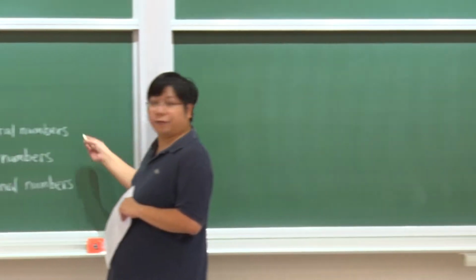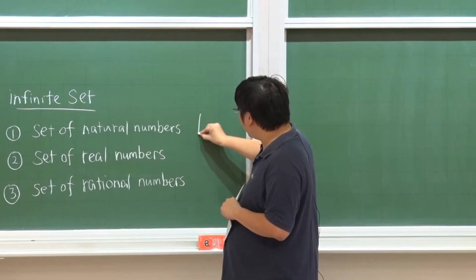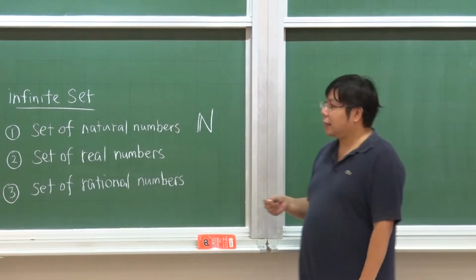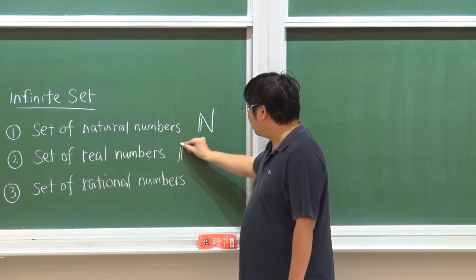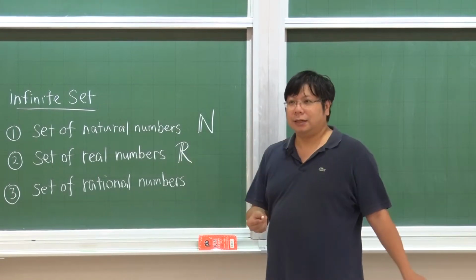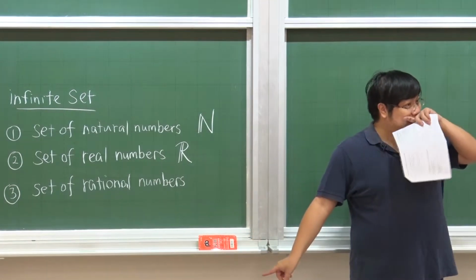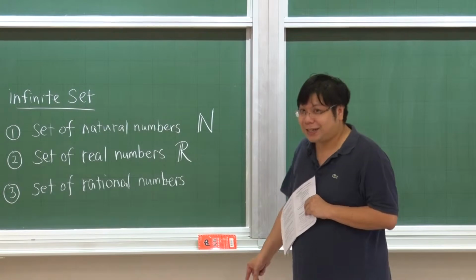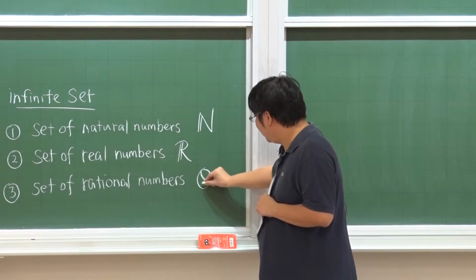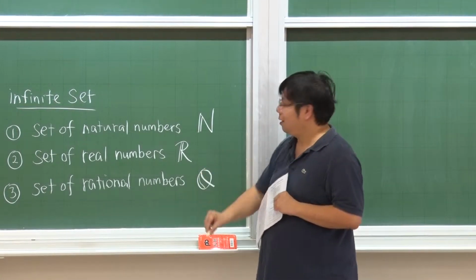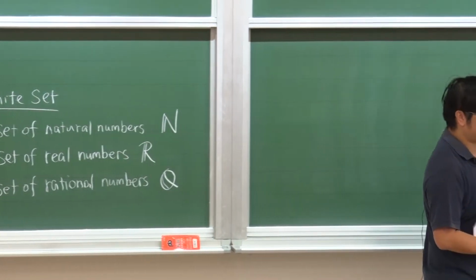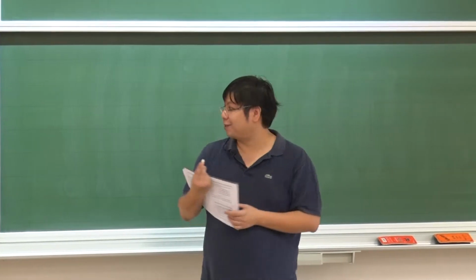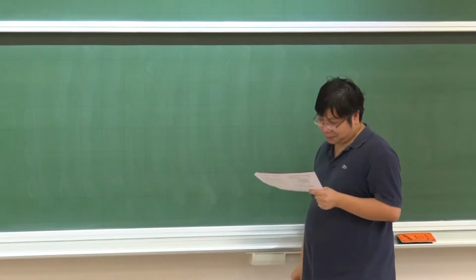So usually the set of natural numbers, we will denote by N. The set of real numbers, we will denote by R. And how about the set of rational numbers? We will usually denote this by Q. Yeah, why Q? I don't know. Quotient of 2 integers, maybe, I don't know, but usually it is Q, okay? Good.